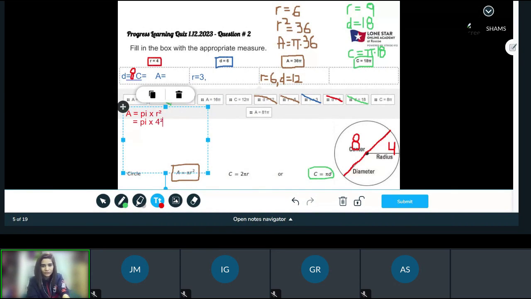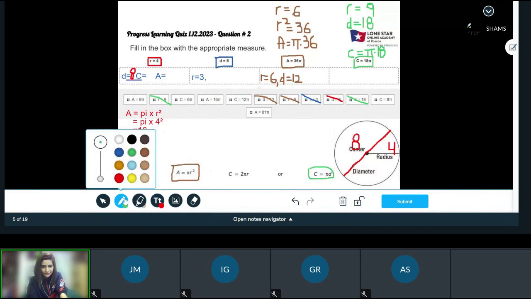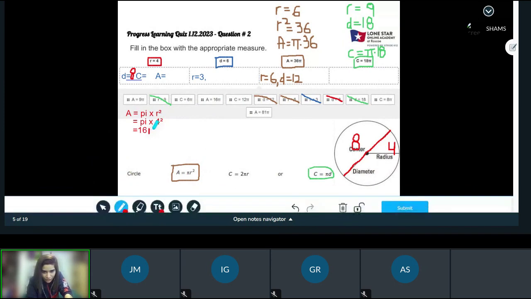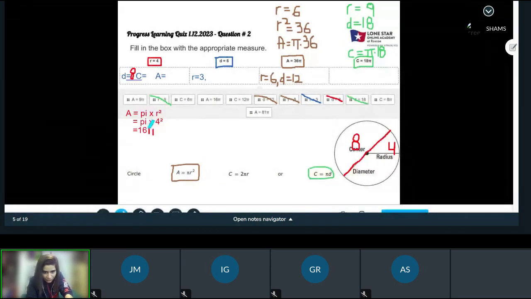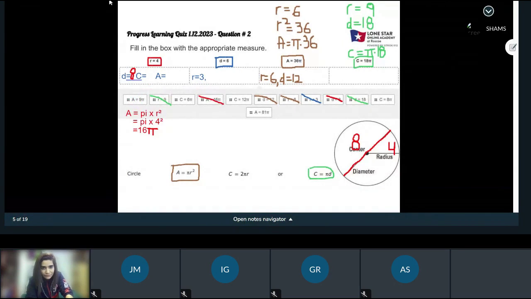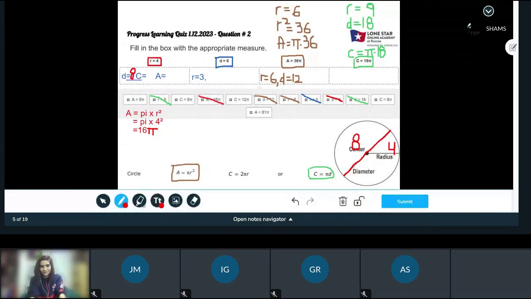And how much is the square of 4? It is 16, right? The square of 4 is 16. 4 times 4 is 16. So I'm going to say the answer is 16 and the symbol of pi. 16 pi. Let me know if you have questions over finding area of the first one. And let's find 16 pi over here. This is how I'm going to find the first area.